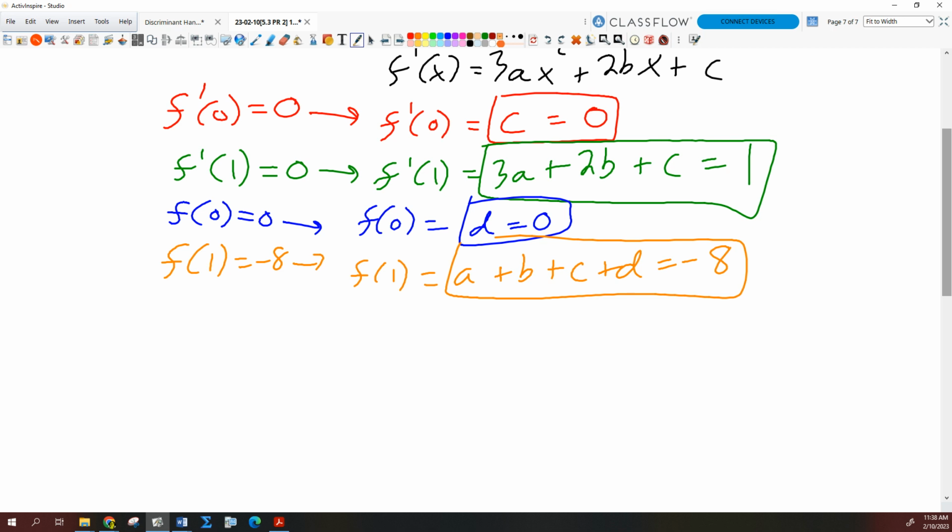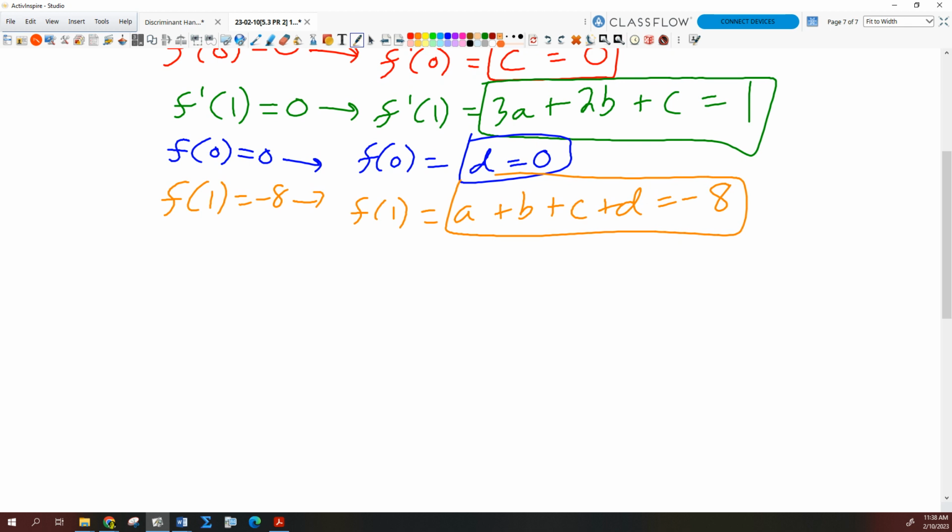Now, this is a pretty easy system because we already know what c and d are, right? So then we could take the green equation and the orange equation, and that's going to collapse into just a simple 2x2 system, right? What's the green equation going to become if we plug in the values of c and d? They're both 0. So I'm just going to get 3a plus 2b equals 1. The orange equation, when I plug in values for c and d, becomes a plus b equals -8.